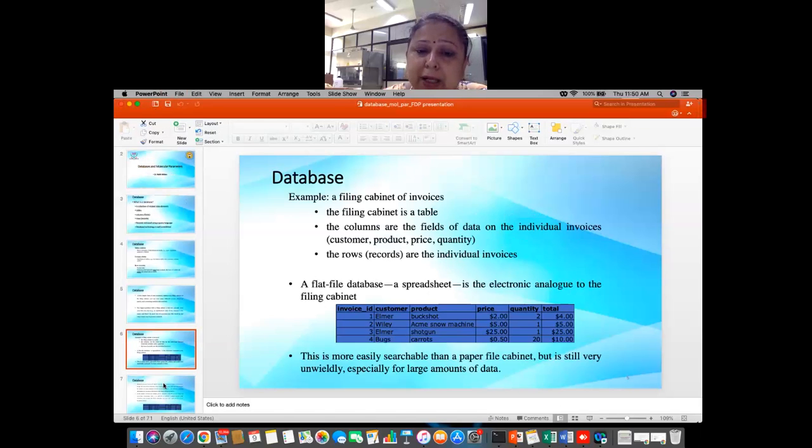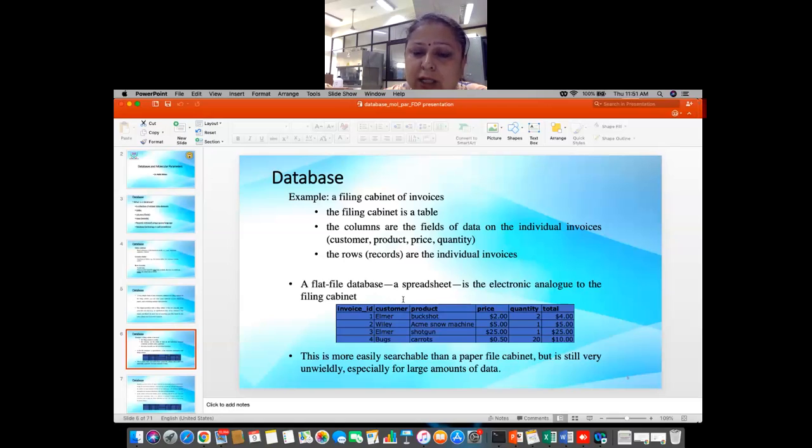But in a database, let's take the example of a filing cabinet of invoices. The filing cabinet is a table. The columns are the fields of data on the individual invoices, which consist of customer information, product information, price, and quantity. The rows or records are the individual invoices.